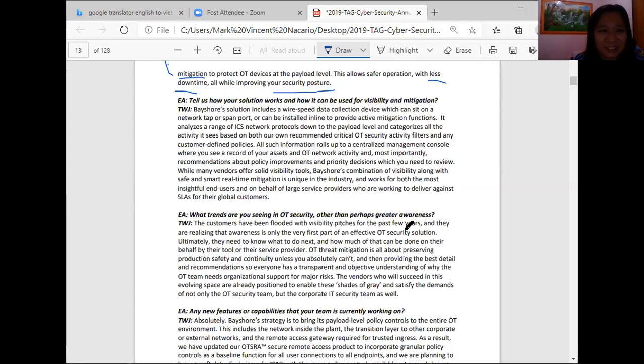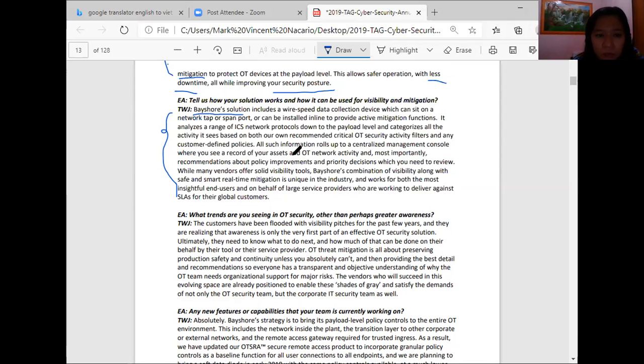Yes, there's a Bayesian solution. The Bayesian solution includes a widespread data collection device which can sit on a network tap or span port, or can be installed inline to provide active mitigation function. It analyzes a range of ICS network protocols down to the payload level and catalogs the activity based on both our recommended critical OT security activity filter and any customer-defined policy.